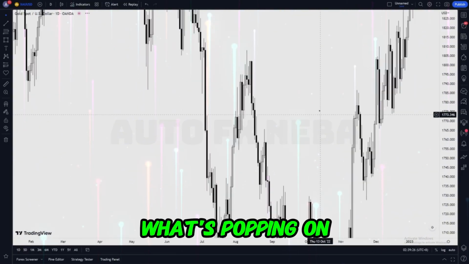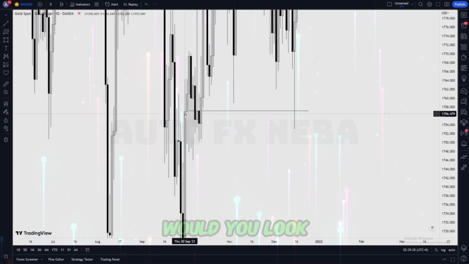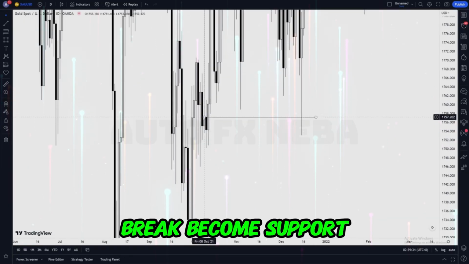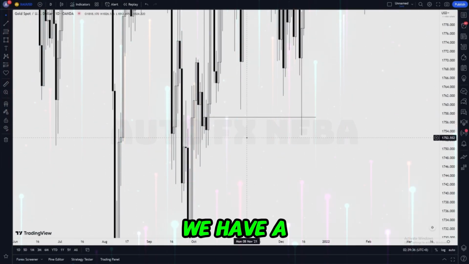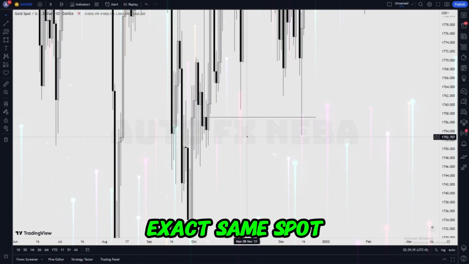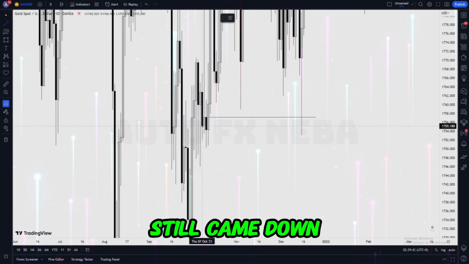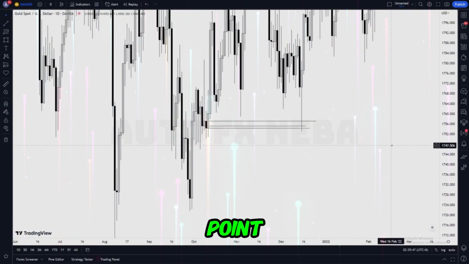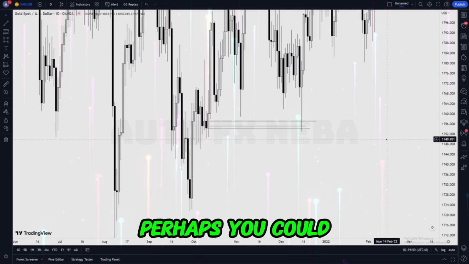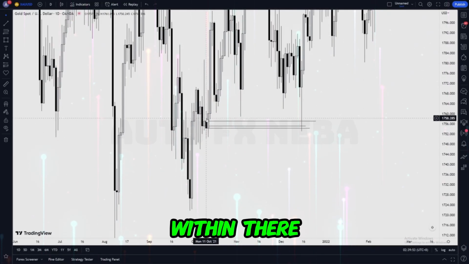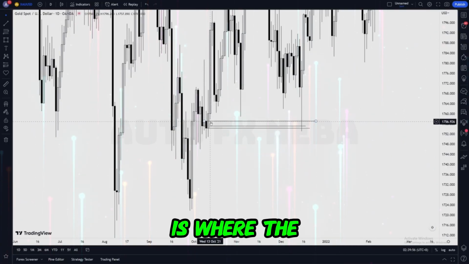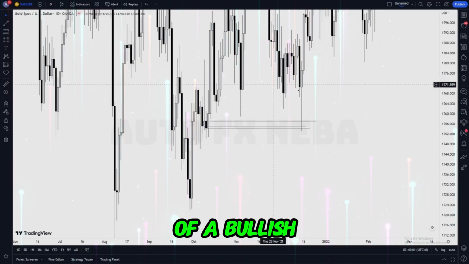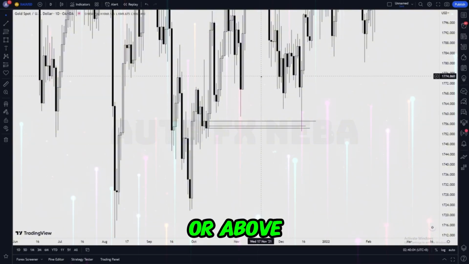Let's go and see what's popping on the daily real quick. Oh wow, would you look at that? Buy, sell, resistance, break, becomes support. So we have a daily, a weekly, and a monthly in the exact same spot. Now again, see how it still came down, touched the left shoulder, touched the apex. This MTF, as I said, is not an entry point. MTF is an area to look for an entry. Perhaps you could argue you could refine it within there. But you see, this is where the monthly was. Look at my cursor. So your MTF can be at that or below in the case of a bullish, or if it's bearish, it can be at that or above.